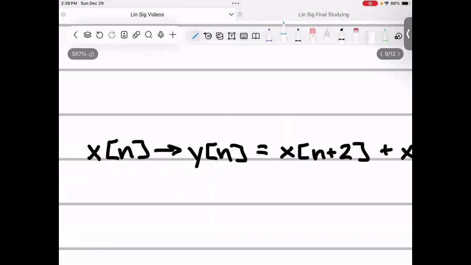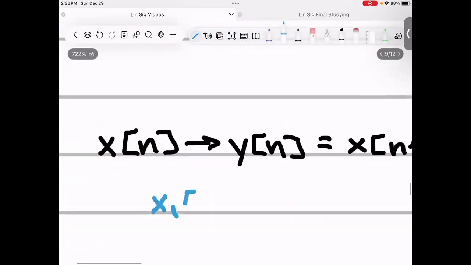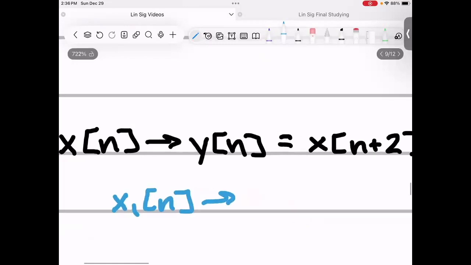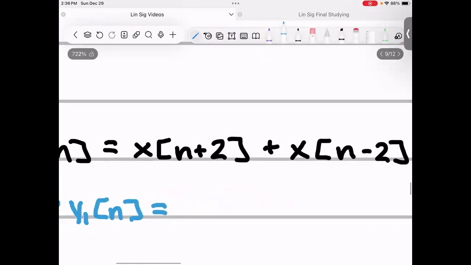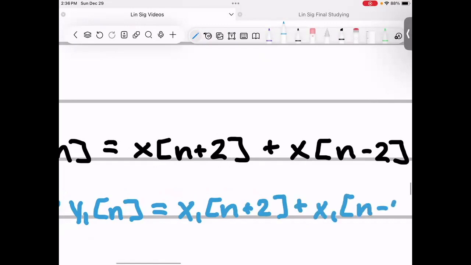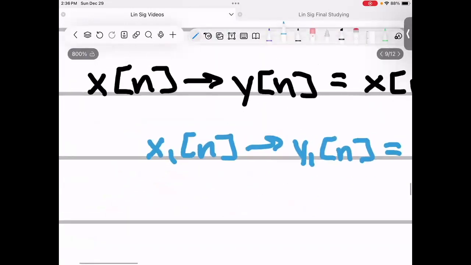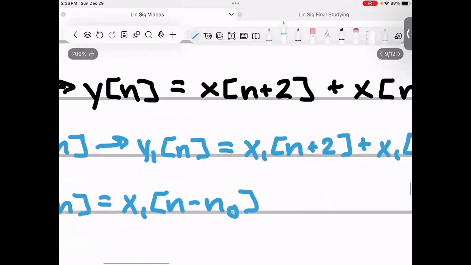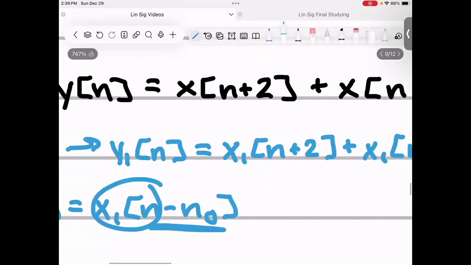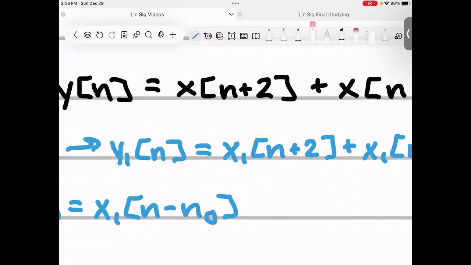This is a discrete system. We start off with our x1 of n, which is going to give us y1 of n, which is the same thing as x1 of n plus 2 plus x1 of n minus 2. Cool. And now we have x2 of n, which is the same thing as x1 of n minus n naught. So what we're going to do here is whenever we see an x1 of n, we're going to lop on a minus n naught.